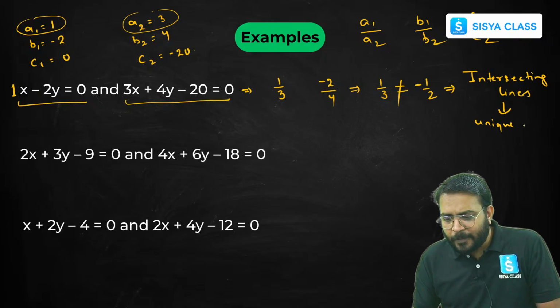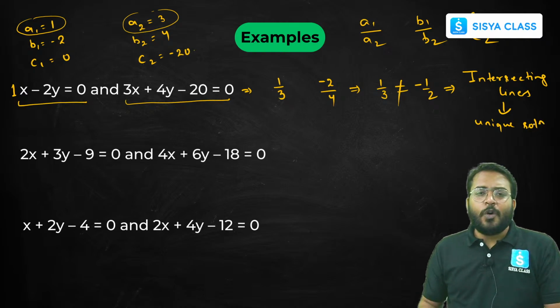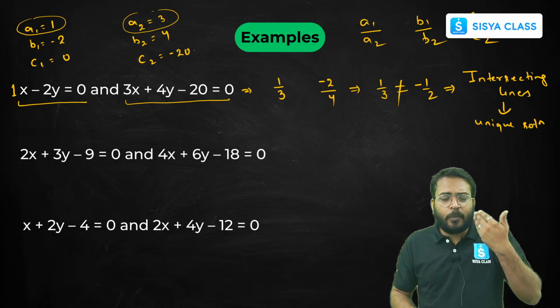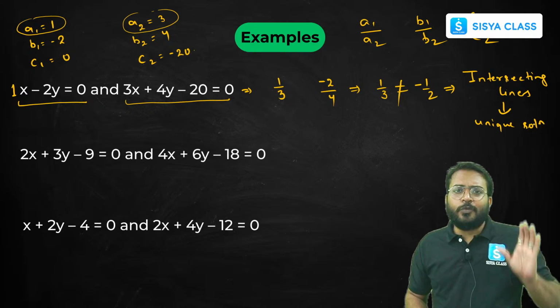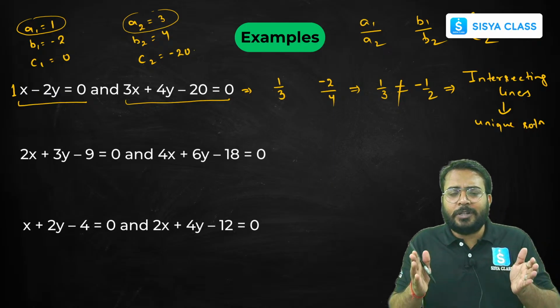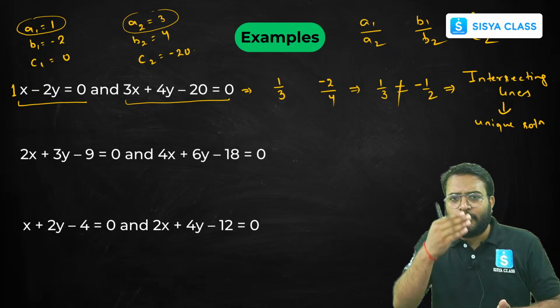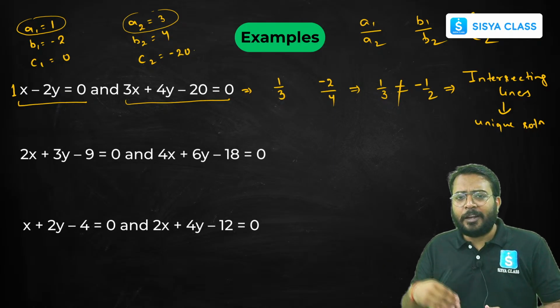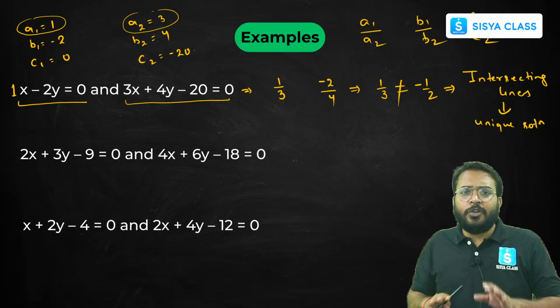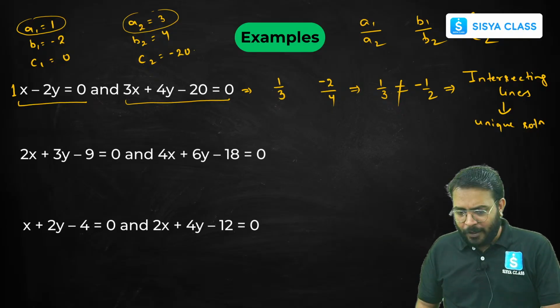Okay, fine. So in this way, you need to find out the solution. If they are asking you about the solution, in this way you need to find it out. You just need to compare the ratio of coefficient of x, the ratio of coefficient of y, and the ratio of the constant term. You need to compare them. That's it.